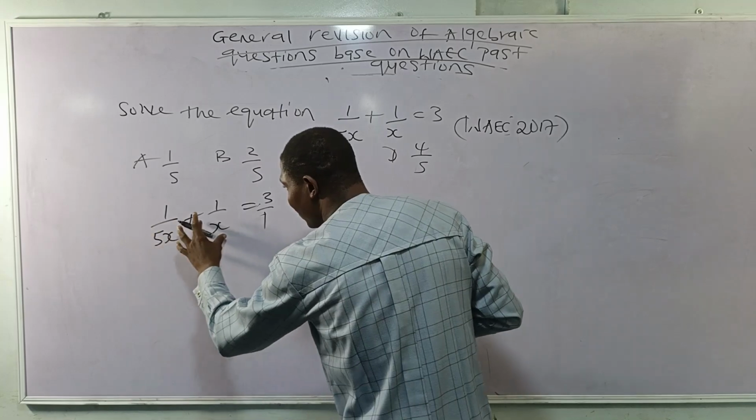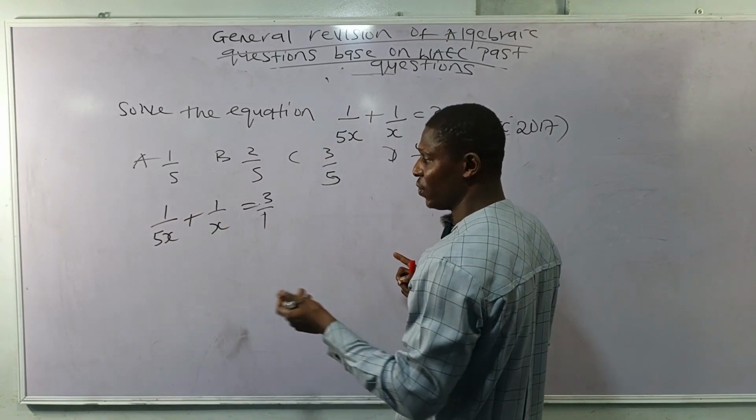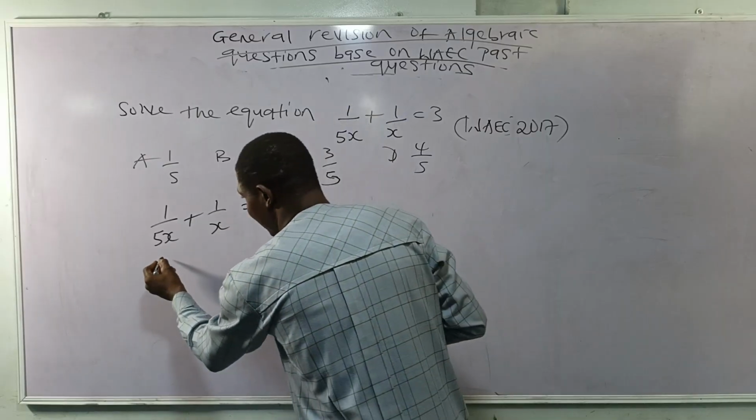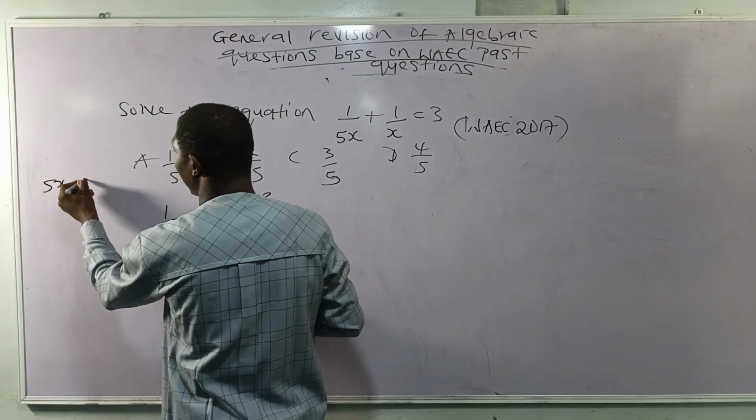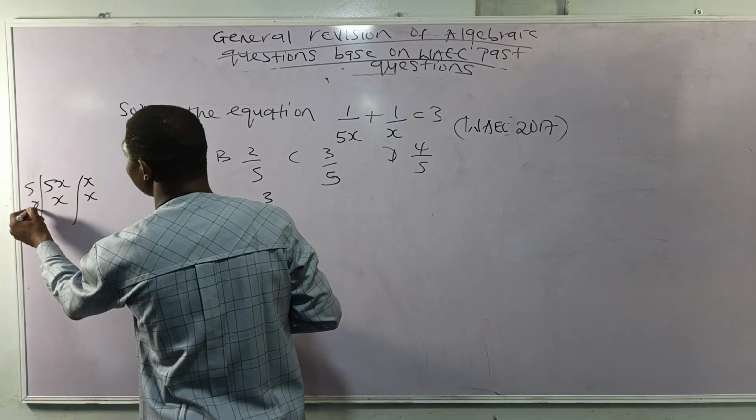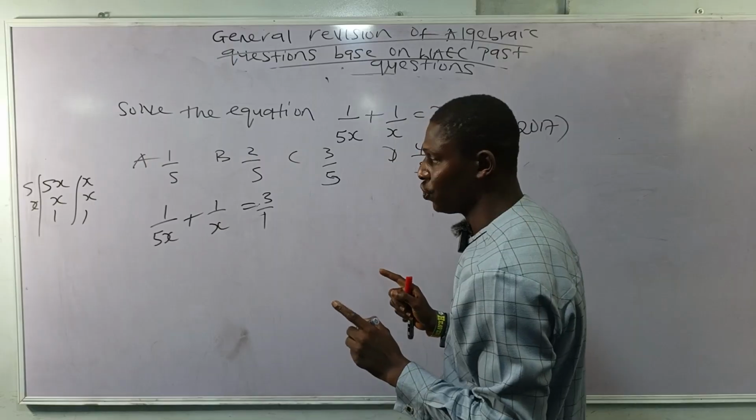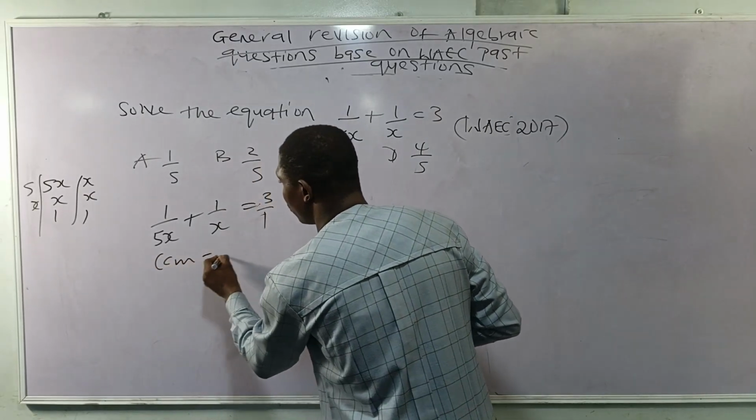And the LCM of 5x and x, please, is not the product of 5x and x, which gives you 5x squared. The LCM is simply 5x, because if I have 5x and x, 5x here will give me x, and x here will give me 1. So 5 times x is 5x. Don't make the mistake of saying 5x squared. So LCM is equal to what?